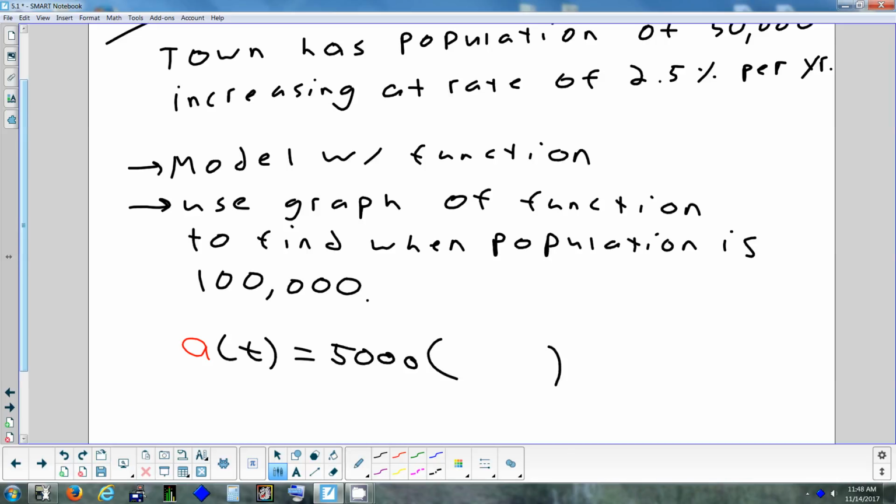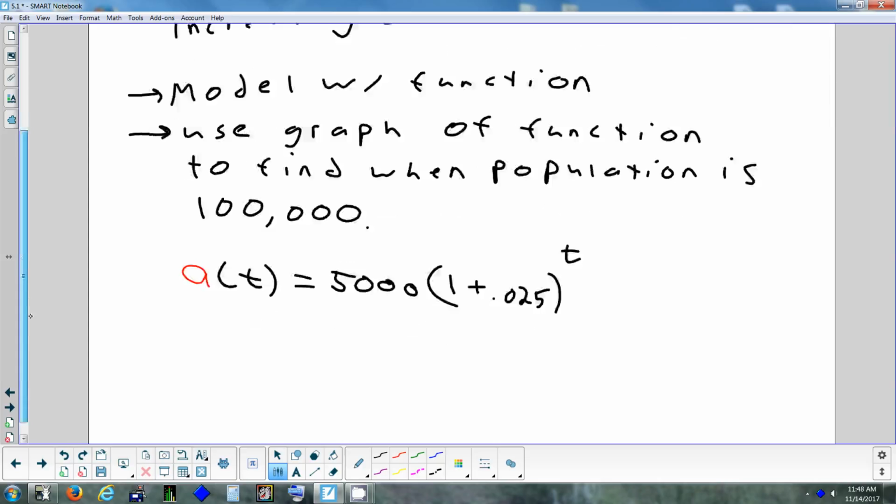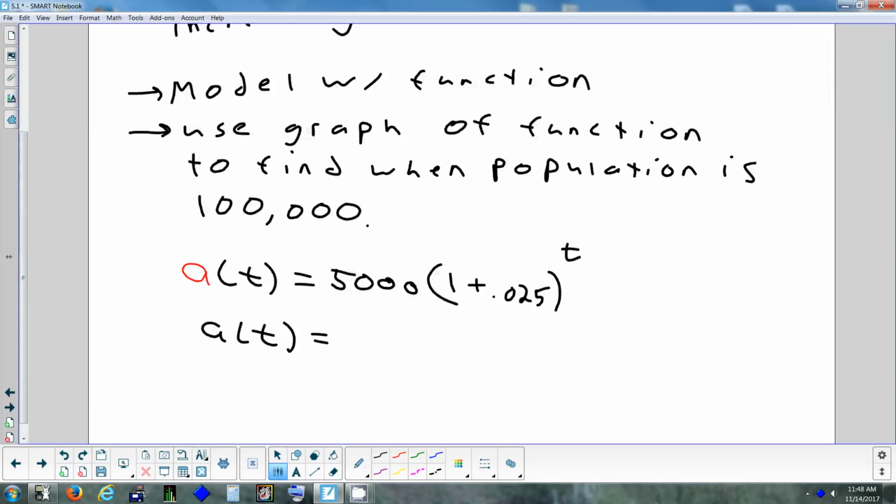50,000. And it's growth, so we know it's plus. 1 plus 2.5. So 1 plus, and then what are we going to put after the plus sign? Yep, 0.025. We're going to change it to a decimal. To the t. That's it. That's our exponential growth formula. The only thing I could do is add 1 and 0.025 and put 1.025. Yes. Thank you.